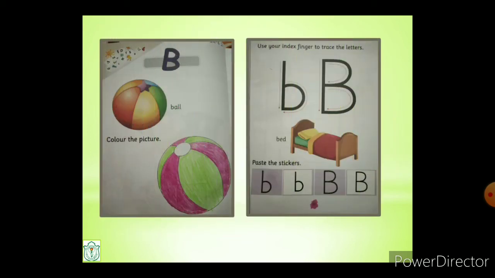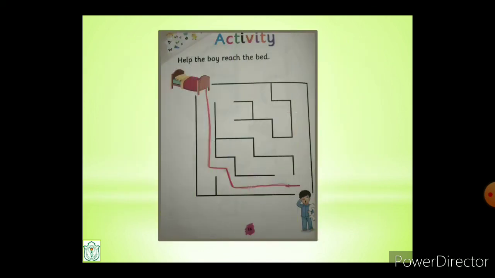Children, these are your workbook pages. You have to color the ball and you have to paste the stickers given in the back side of your book. This is the next page of letter B activity.